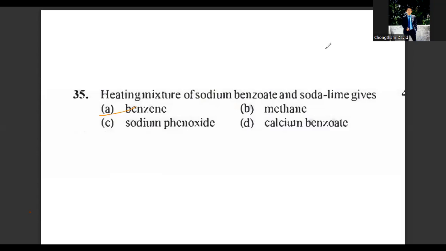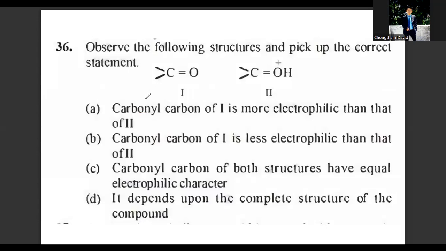Observe the following structures and pick up the correct statement. In structure 2, the presence of positive charge on the oxygen atom causes displacement of this pi electron. This pi electron will migrate towards the oxygen, because negative and positive attract, making the carbon more electron deficient, it will become plus. Compared to the unprotonated carbon, this will become more polar in nature. So what is the answer for this?